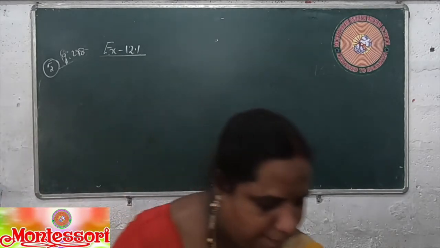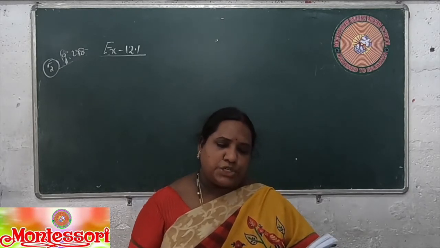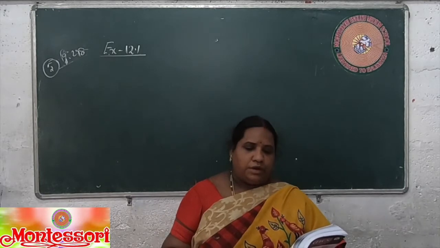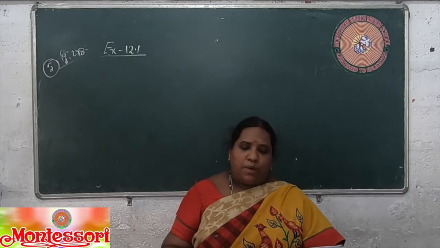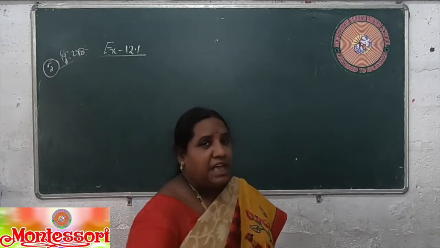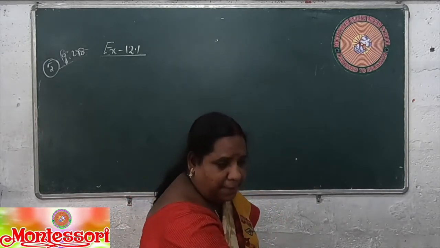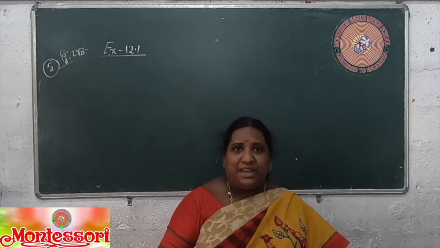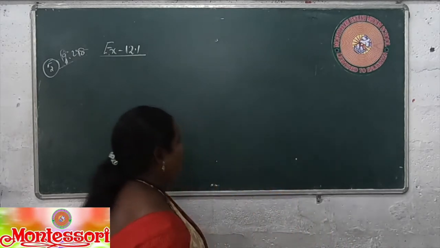Now we'll go to question number 6. What is question number 6? You read it. Suppose you are shooting an arrow from the top of a building of height 6 meters to a target on the ground at an angle of depression of 60 degrees. What is the distance between you and the object? Draw the diagram very carefully. You are shooting an arrow from the top of a building. The target is below, on the ground. So, angle of depression is given. Between you and the object, what is the distance you have to find? Now draw the diagram very carefully.